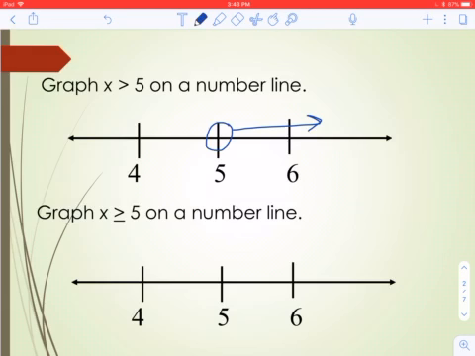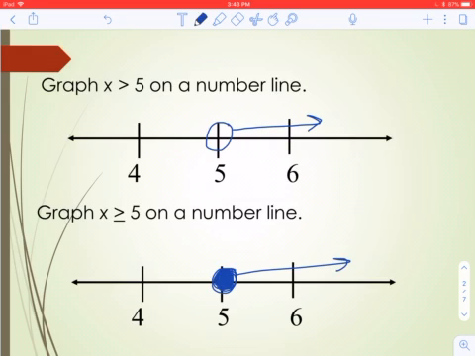Now the next one says x is greater than or equal to 5. So at the 5, I'm going to do a closed circle. This circle is filled in, and the reason is that 5 counts as an answer, because it says greater than or equal to. Again, the arrow is going to go to the right because those are the numbers that are bigger than 5.